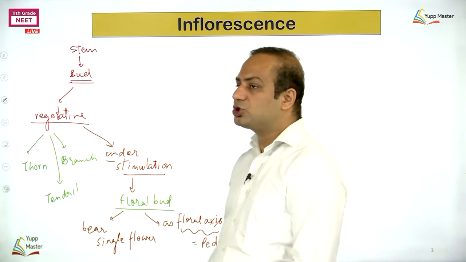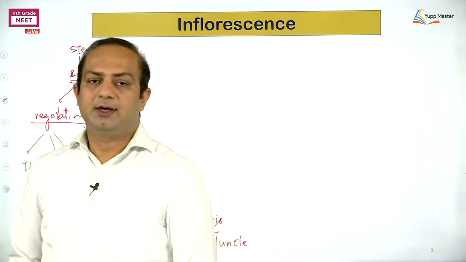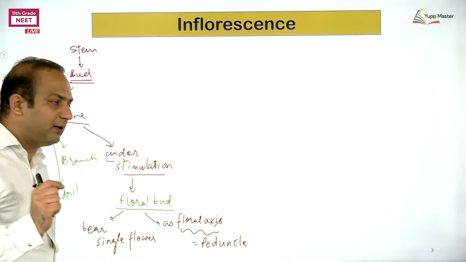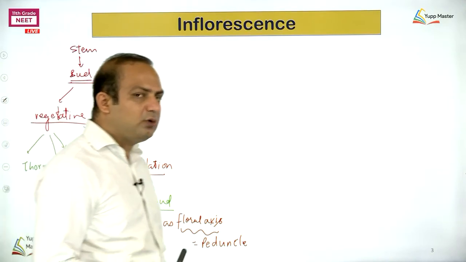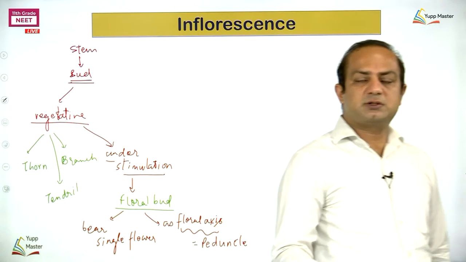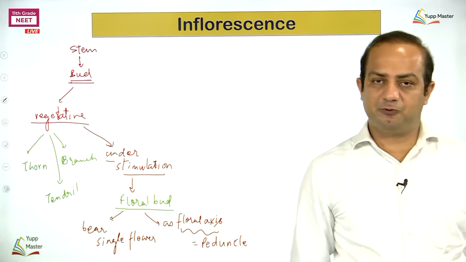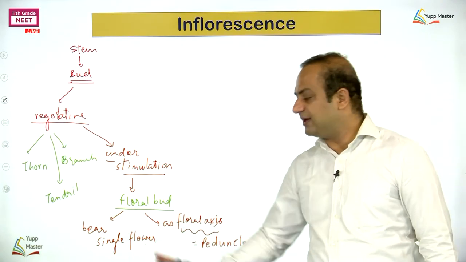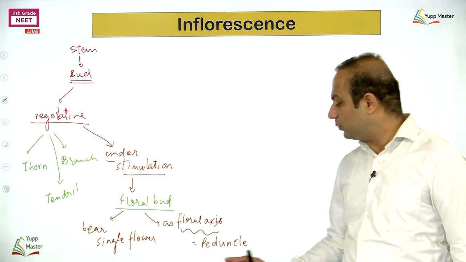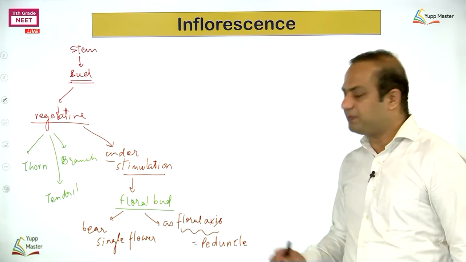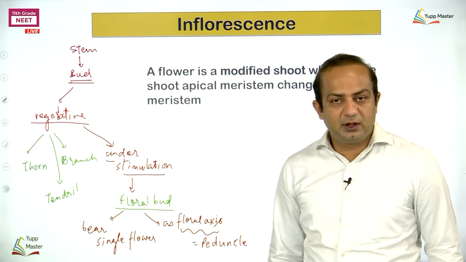Fine. So we have a short description of the things. In brief, we learned how the floral axis is formed or the floral bud is formed. Either the floral bud remains single or it may grow into an axis. That is called as peduncle. Fine. So here comes the description.